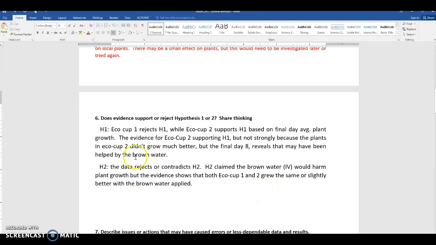There we go. So we said EcoCup 1 rejected hypothesis 1. We said EcoCup 2 supports hypothesis 1. We also said the data rejects or contradicts hypothesis 2. And that, dear friends, is how we use evidence to determine if either hypothesis was supported or rejected.